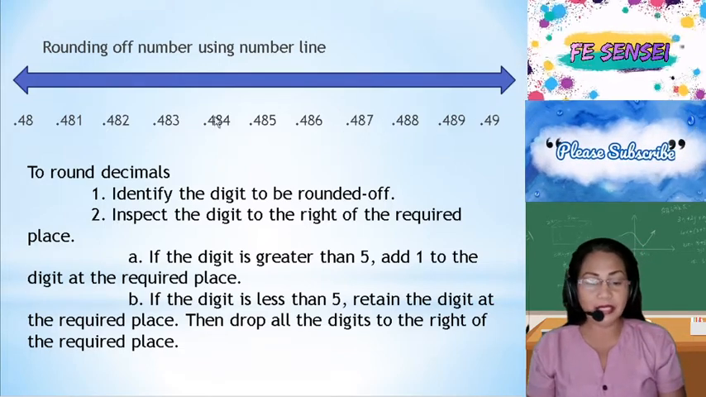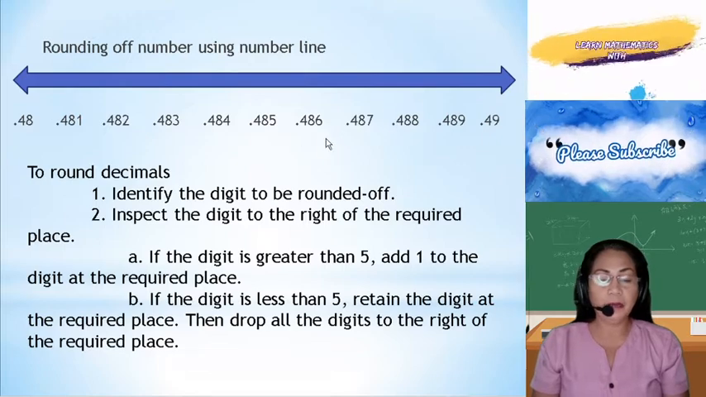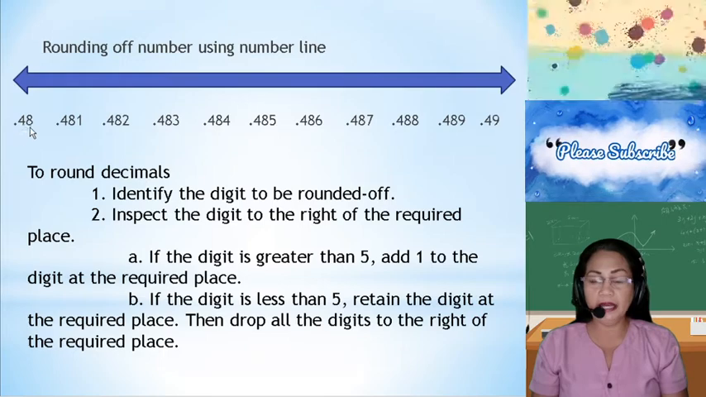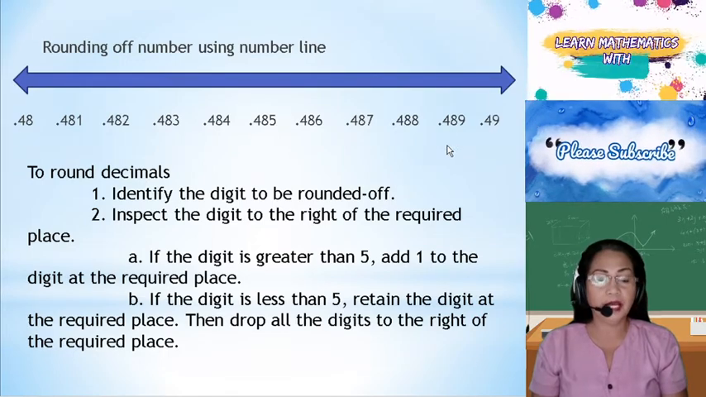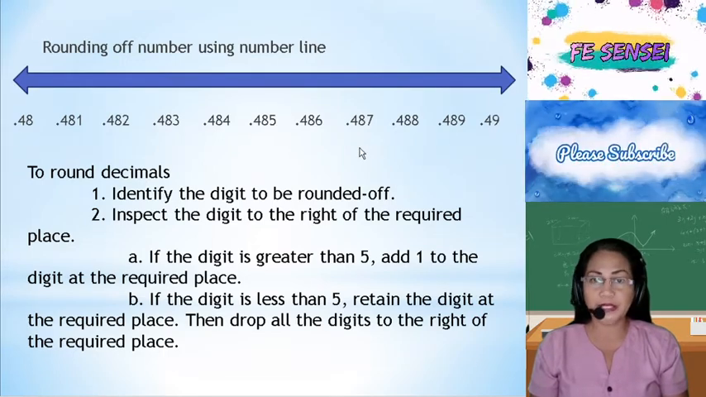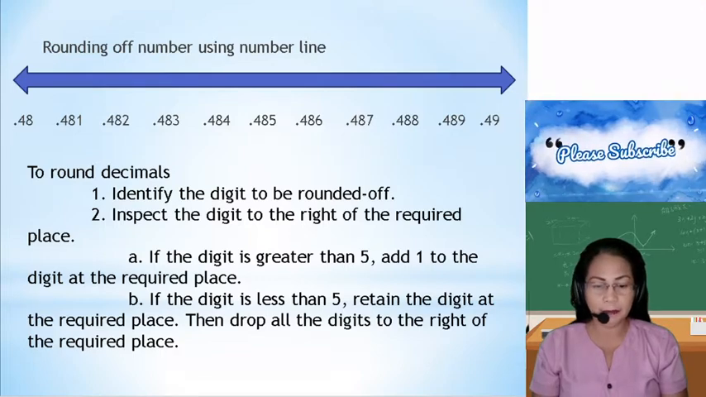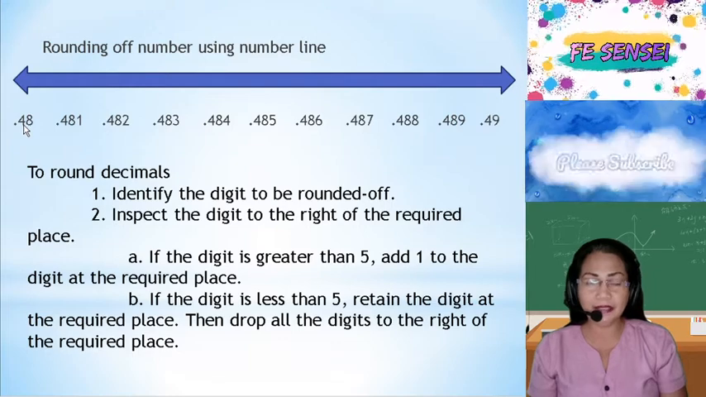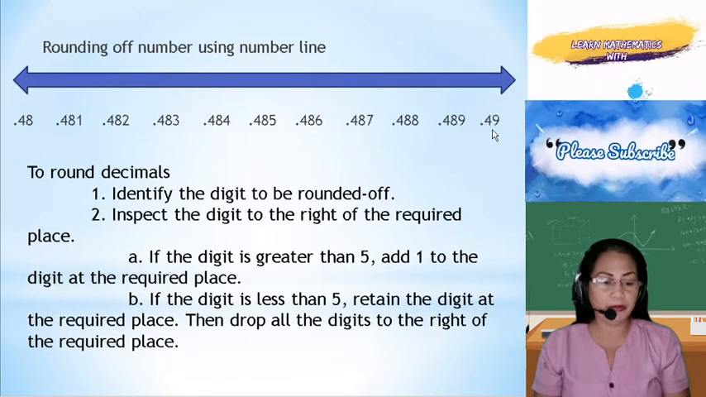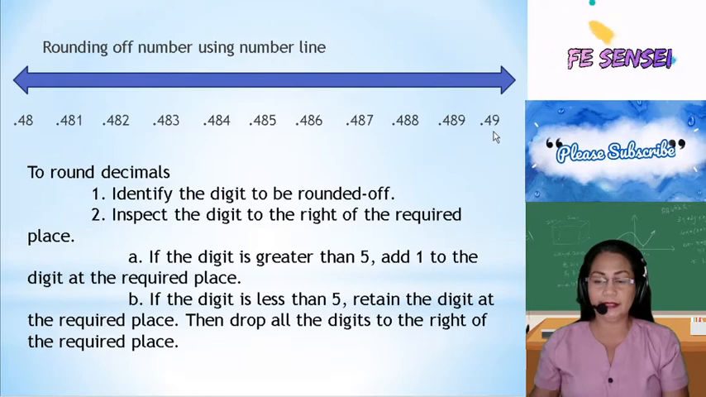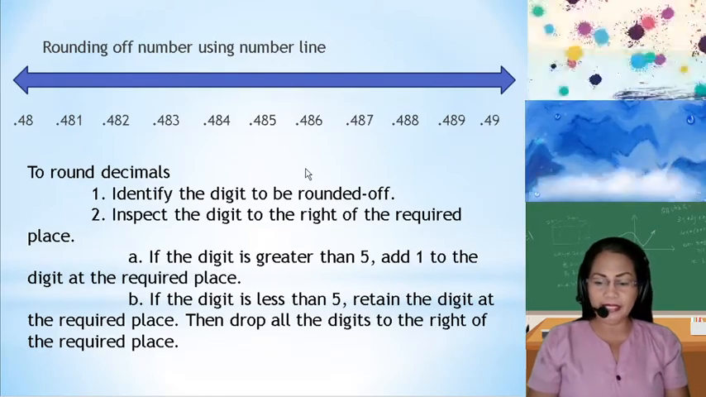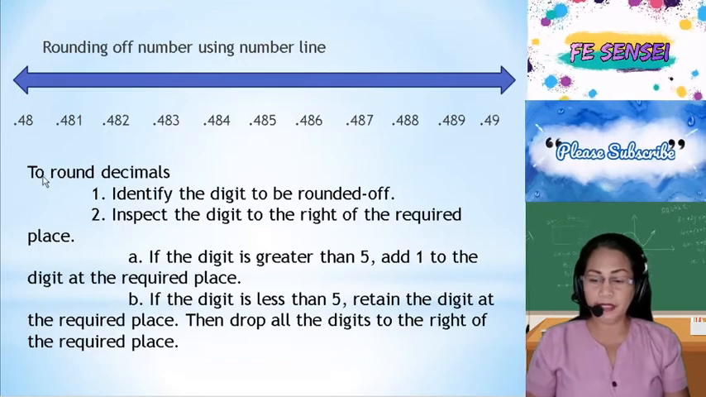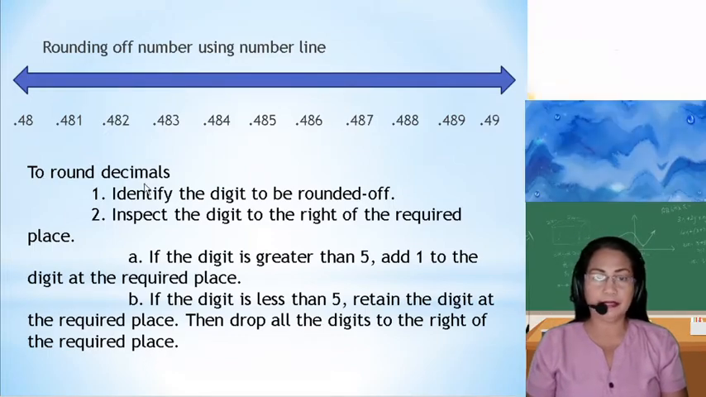We're going to study this number line and round off these numbers in between 48 hundredths and 49 hundredths to the nearest hundredths. Which number can be rounded to 48 hundredths and which number can be rounded to 49 hundredths? Now, before that, let's discuss first how to round decimals.